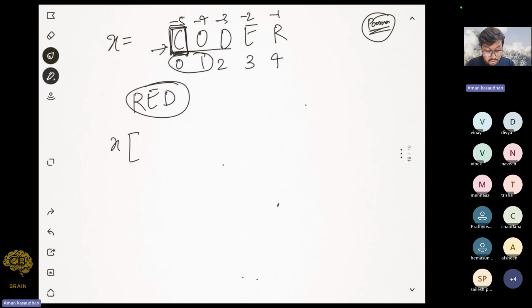Very good. So now Visakha, you will tell this. What will be the start position here for getting red? 4. Very good. Now from the fourth position we started. Now we need to get up to D. So if I wanted to get up to D, what do I need to pass? 1. Very good. 1 we need to pass.